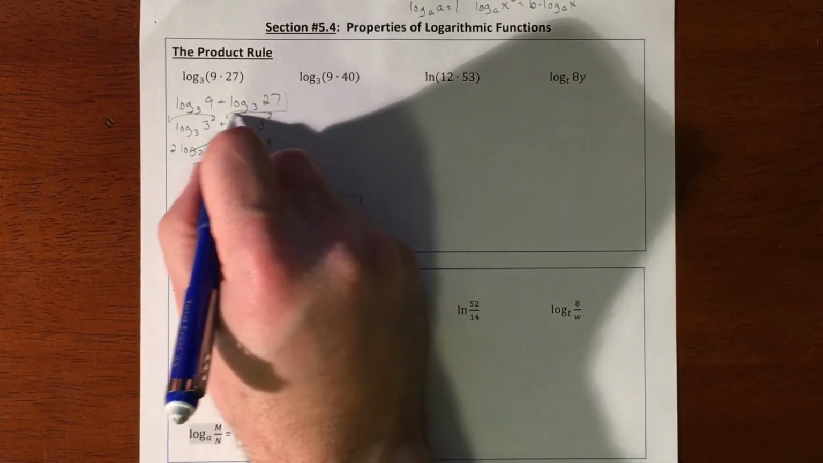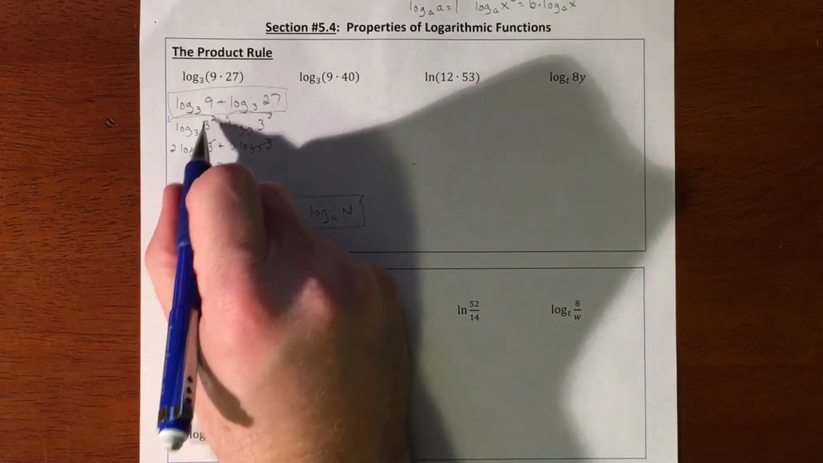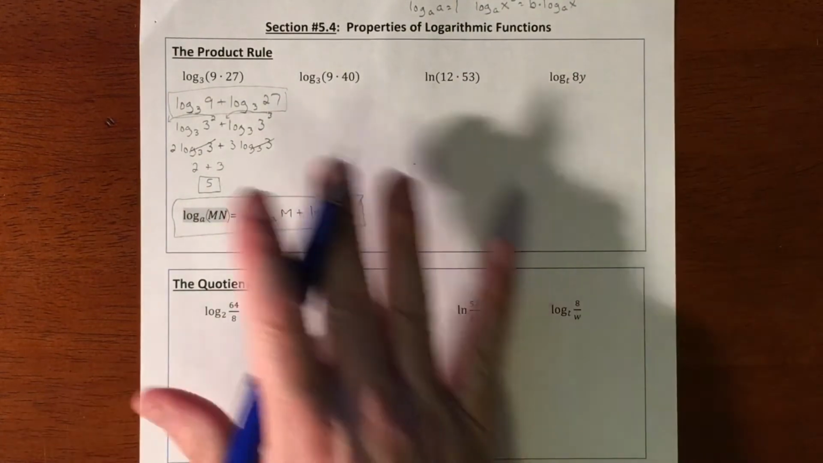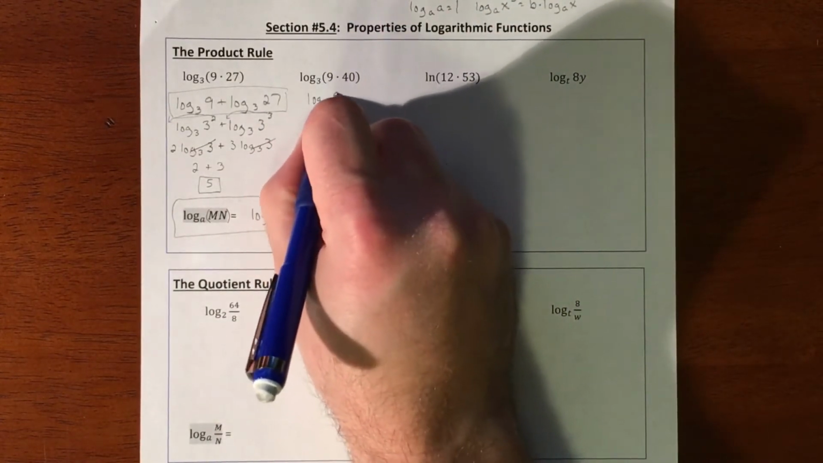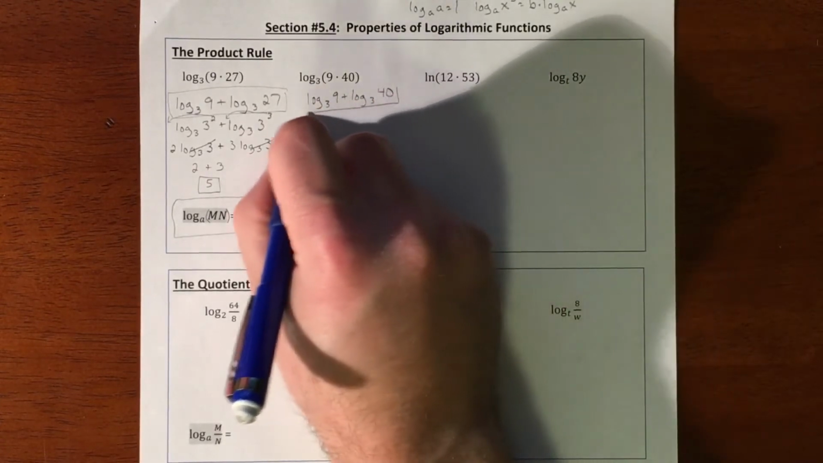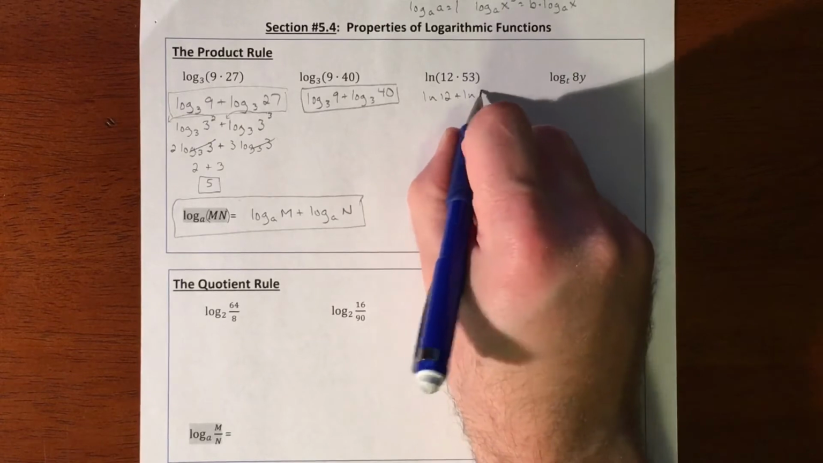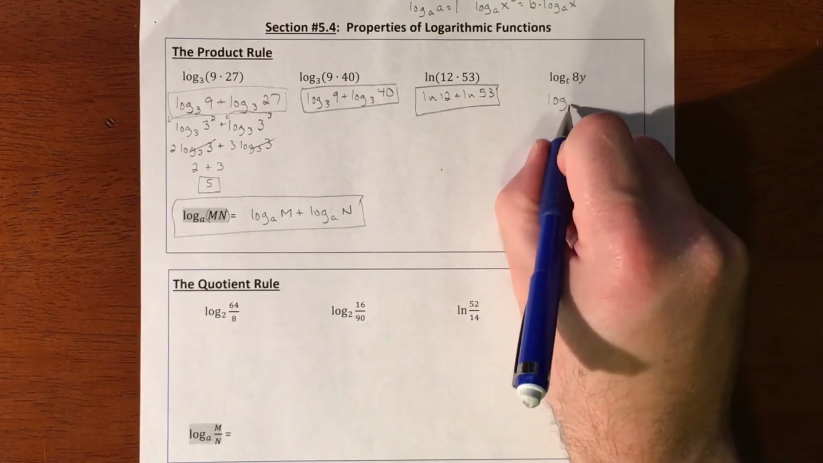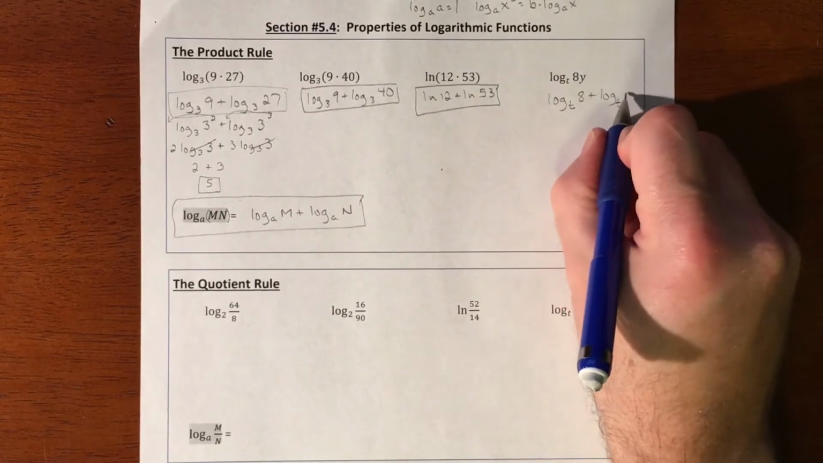I don't know if they just want this, but sometimes they'll want you to go further, since 9 is a bunch of 3's and 27 is a bunch of 3's. So I'm only going to do it on the first one. The rest of them we're just going to break up, make sure you're okay with it. So this thing is log base 3 of 9 plus log base 3 of 40. And then here you got natural log of 12 plus the natural log of 53. And then here you got log base t of 8 plus log base t of y.